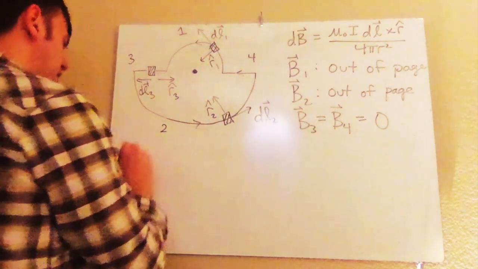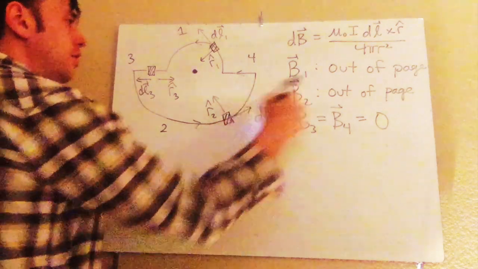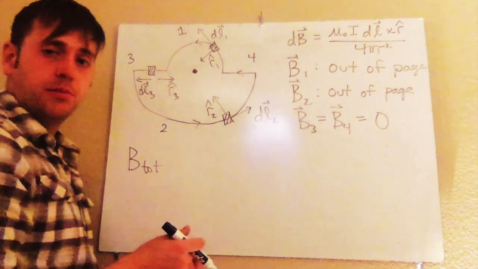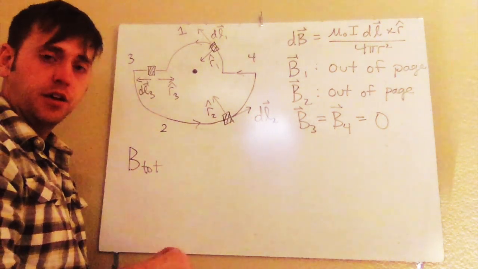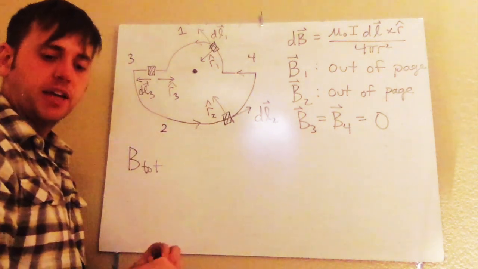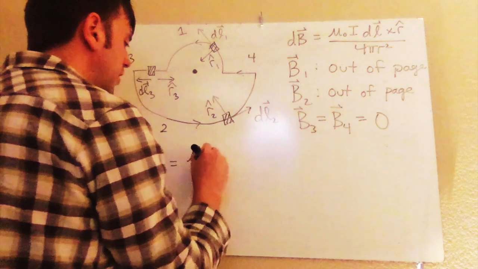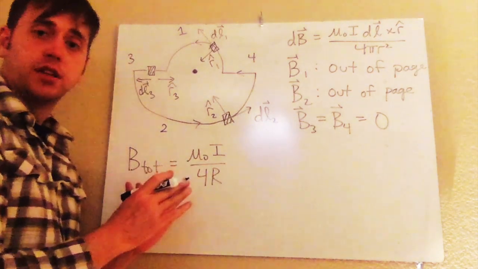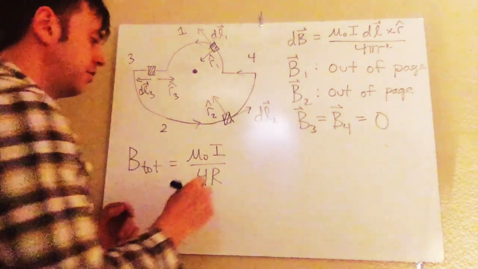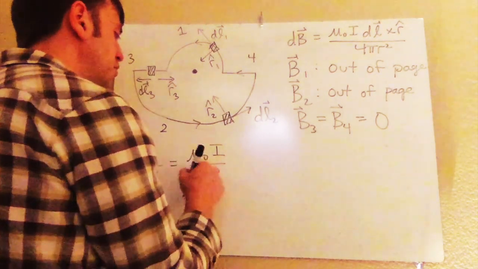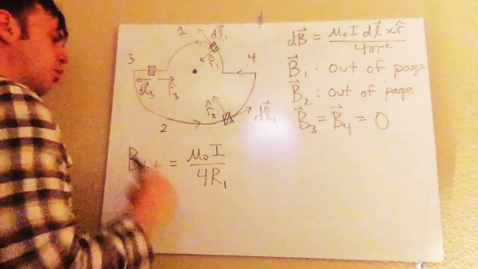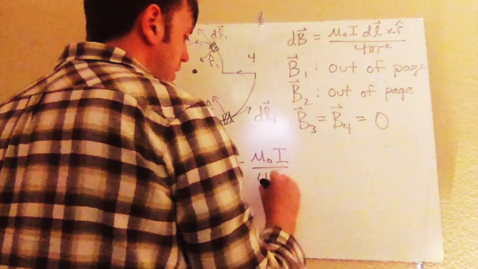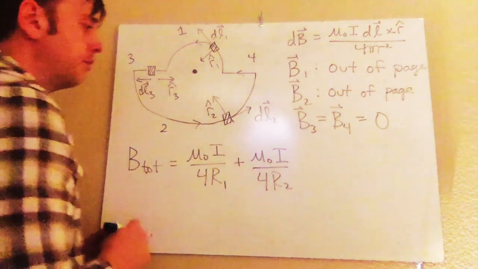Now as for what the magnetic field contributed by these half circles looks like, we saw in the previous problem that if you have a half circle carrying a current, at the very center of that circle the magnetic field is given by mu naught times I divided by 4r. So this is what we found previously. But we have two magnetic fields that look like this to add together. One of them is mu naught times I over 4 times r1, and the other is mu naught times I divided by 4 times r2.